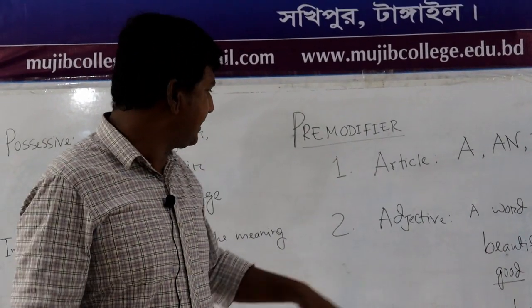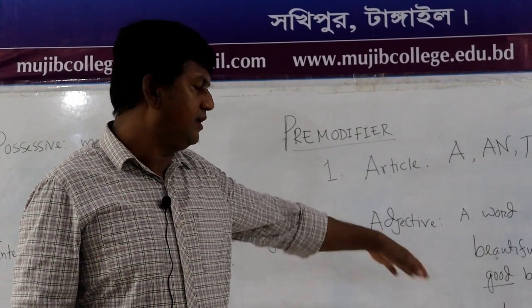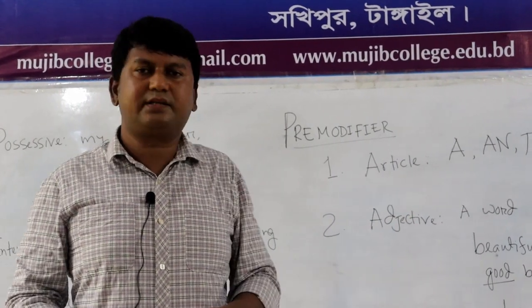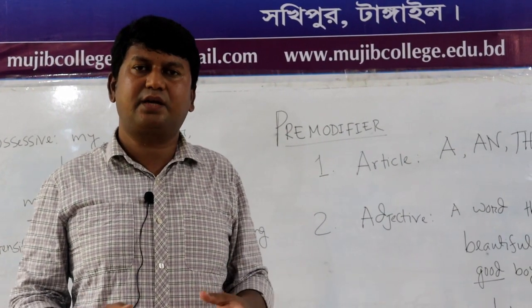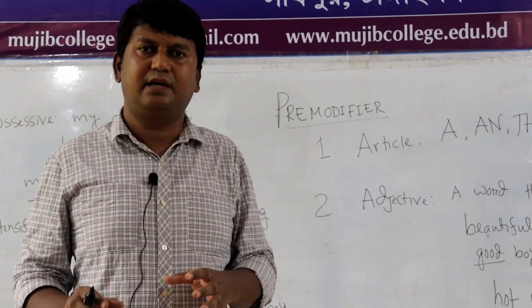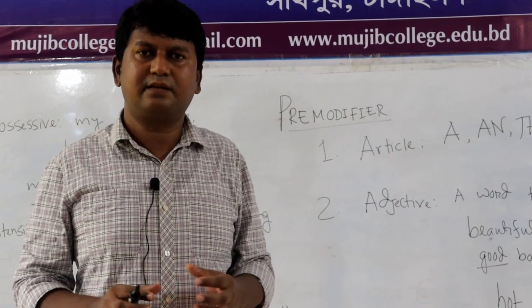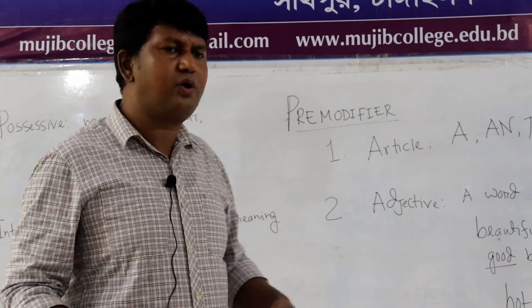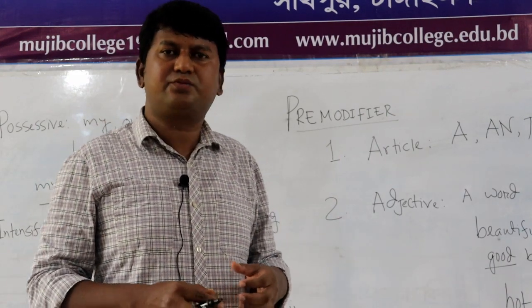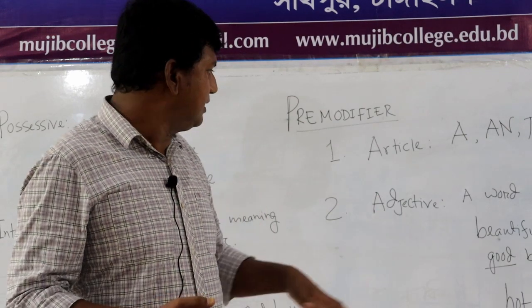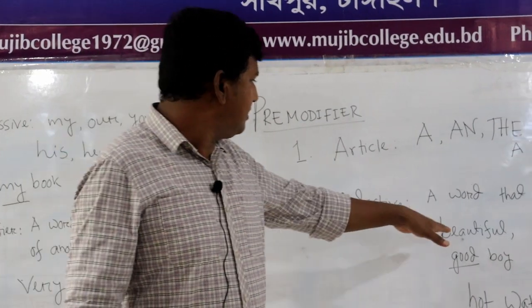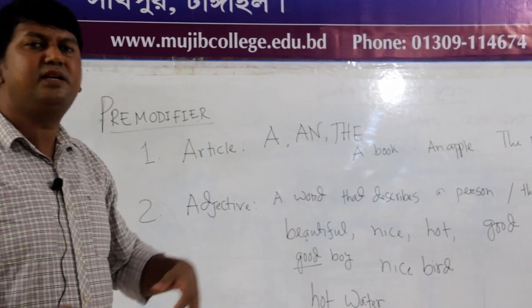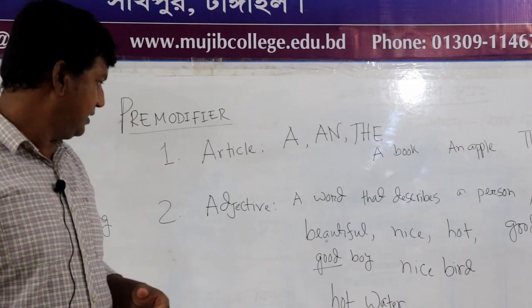Secondly, adjective. What is adjective? Adjective is a word that describes a person or thing. Actually, the function of adjective is to modify any noun or pronoun. There are lots of adjectives which we cannot count actually. There are a few examples here: beautiful, nice, hot, good, and many more adjectives are there in the English language.